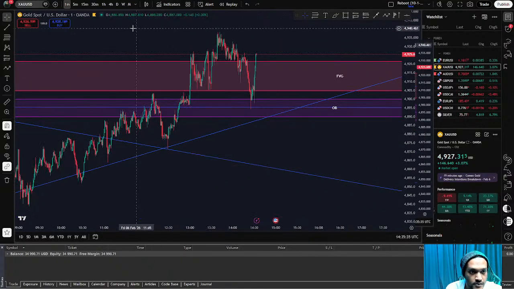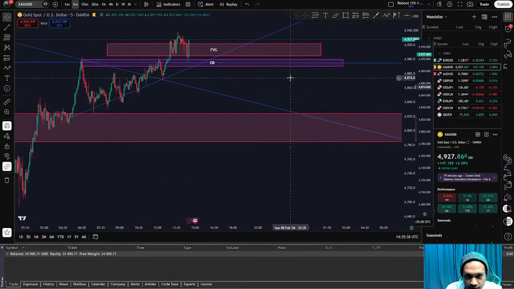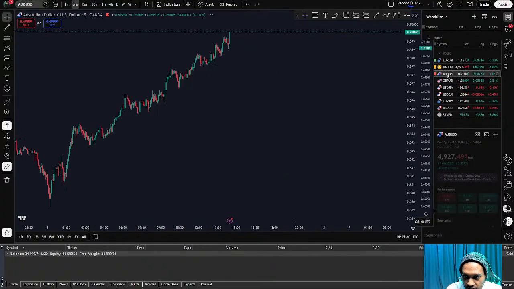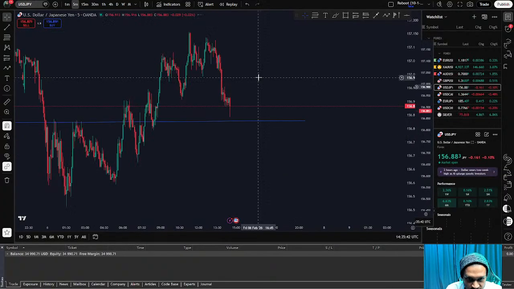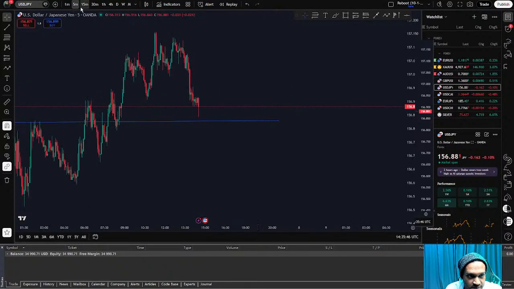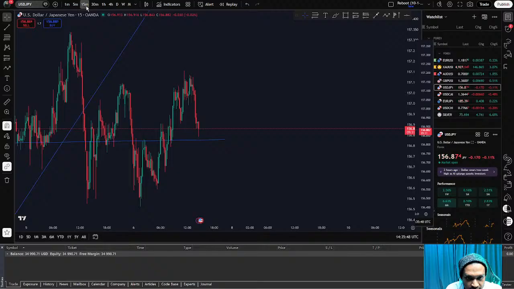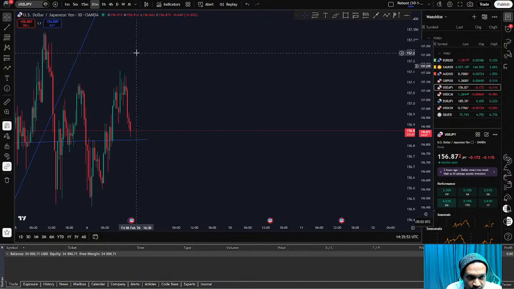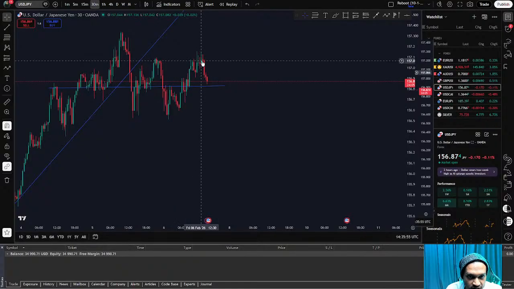So right now, we want to look at other pairs at this moment, to see whether we can find a fair value gap. Let's look at USD/JPY. Okay, on M5 we do see a fair value gap. On M30 and M15 we do see a fair value gap. For this fair value gap, we're going to take these three candlesticks. Let's mark it up.